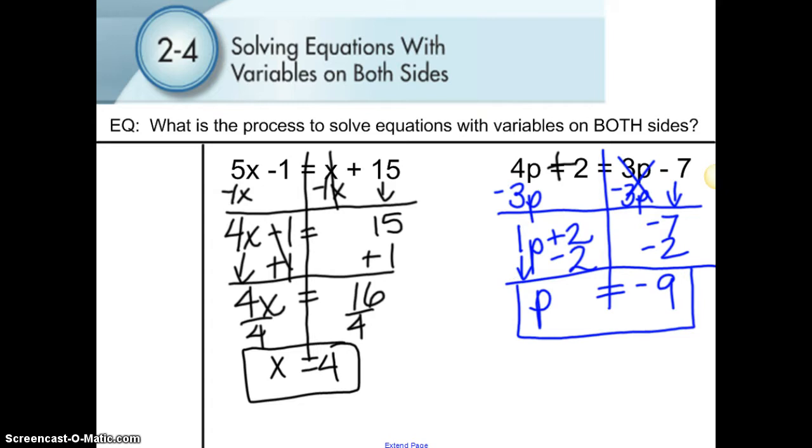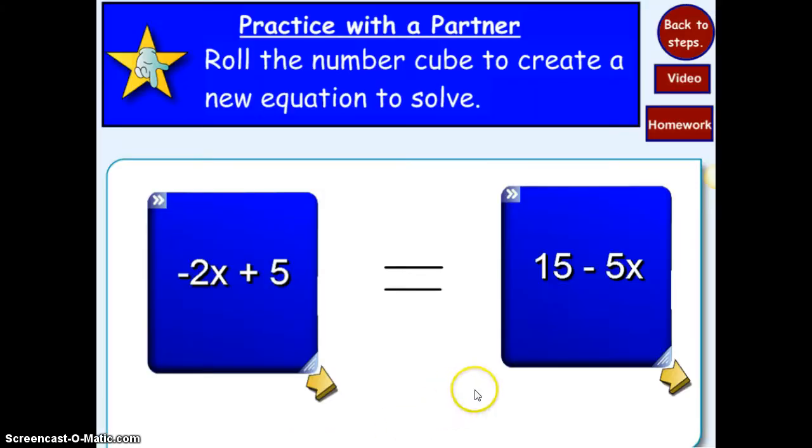I'm trying to think what would happen. I'm going to flip to another slide. Oh, look at what would happen if I have this: -2x plus 5 equals 15 minus 5x. Would you push pause for a second and figure out what you might do with that one, because it's slightly different.